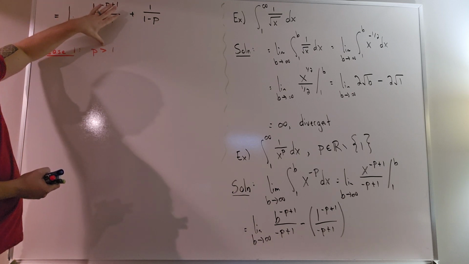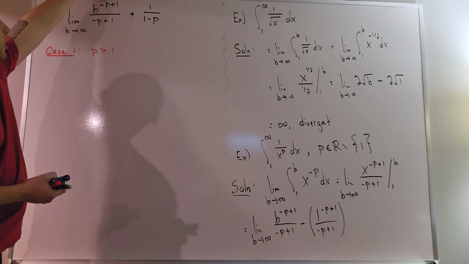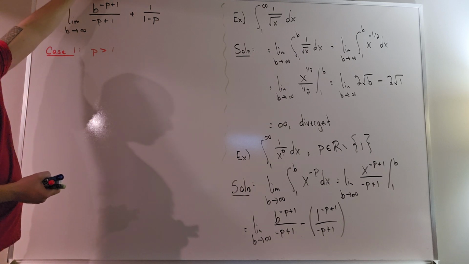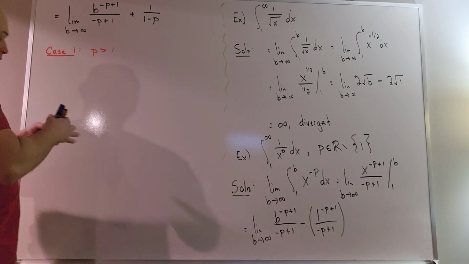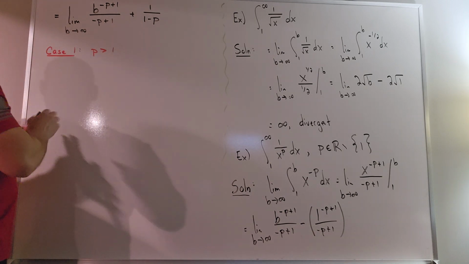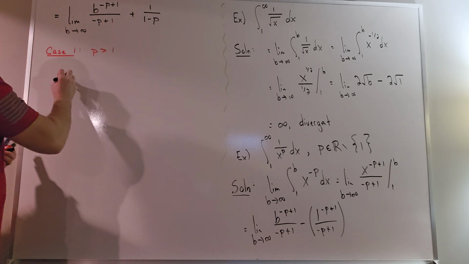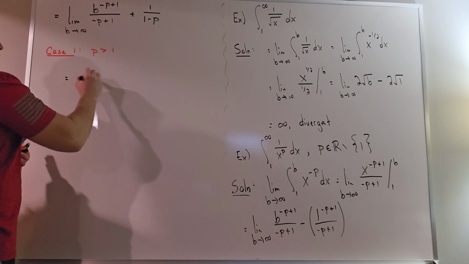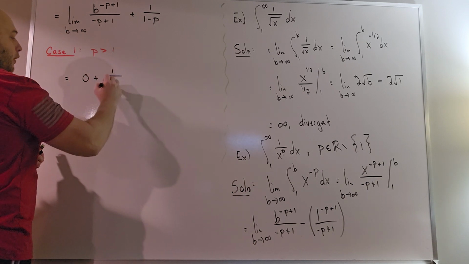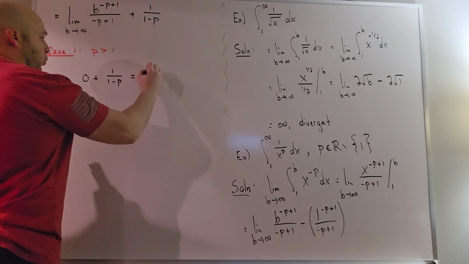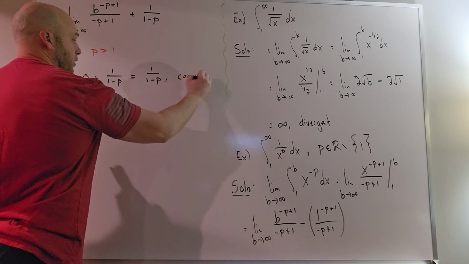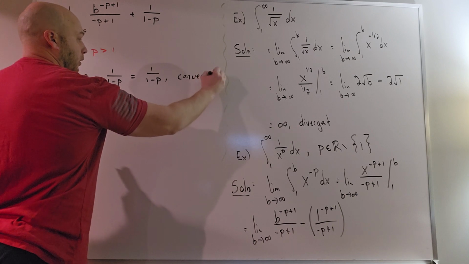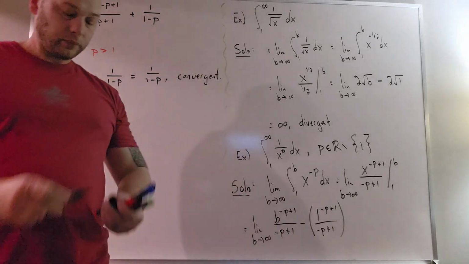If p is 1.1, negative 1.1 plus 1 would be negative 0.1. Then flip that to the bottom, and then that limit would be 0, meaning for case 1, your limit would equal 0 plus 1 over 1 minus p, which is 1 over 1 minus p. And then, in this case, your improper integral would be convergent.